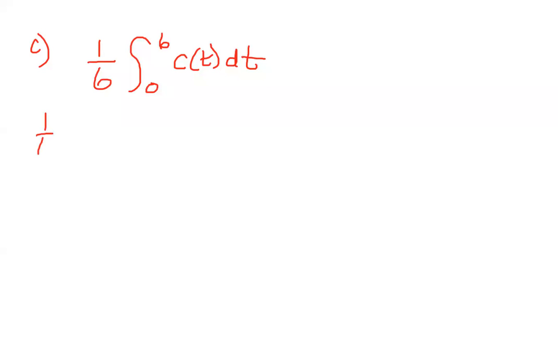Now let's look at C. Use a midpoint sum with 3 subintervals of equal length indicated by the data in the table to approximate the value of 1 over 6 integral 0 to 6 of c of t dt. All right, and then we're going to say what that means. So we're using the midpoint sum to approximate this, and then we're going to multiply it by this 1/6.